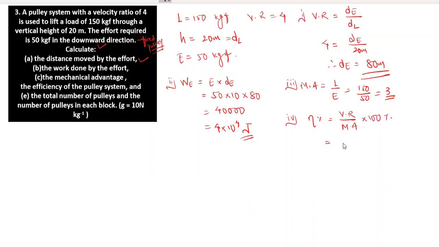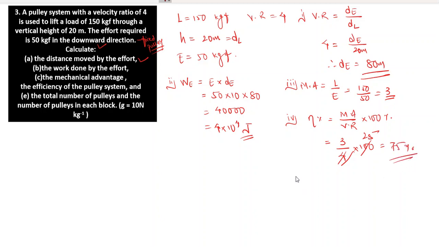Velocity ratio is 4, mechanical advantage is 3, multiplied by... I think I have written the formula upside down. It's mechanical advantage upon velocity ratio. I was also thinking, how can the efficiency be more than 100%? So it is mechanical advantage upon velocity ratio into 100. Mechanical advantage is 3, velocity ratio is 4, into 100. So this will get cut with 100, 25. So we get 75%. That's the efficiency.